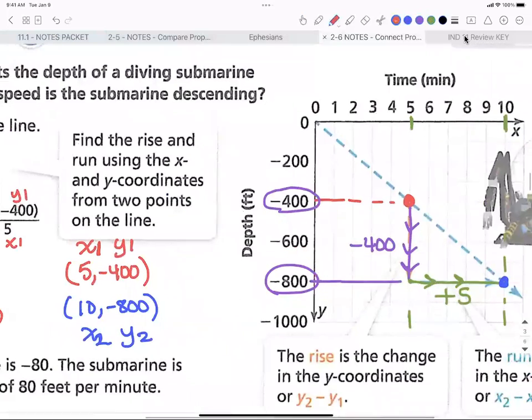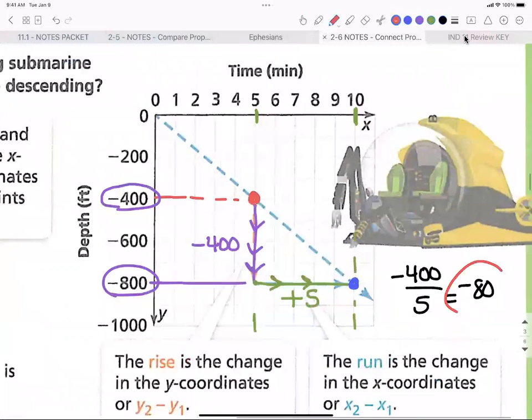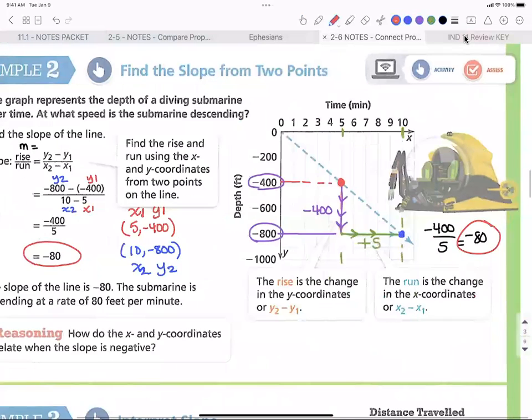So if you're just given points, you have to use the formula. If you're given a graph, you have your choice. Do you want to count it on the graph, or do you want to name the points and use your equation? You can do it either way. You see, you get the exact same answer either way. Okay? That's how to find slope from 2 points.